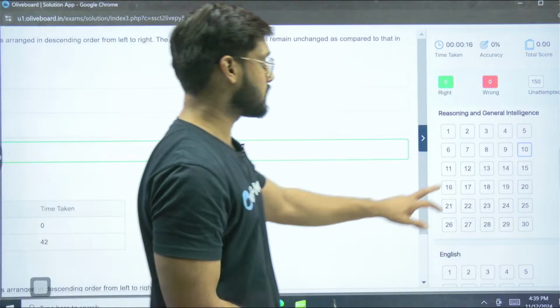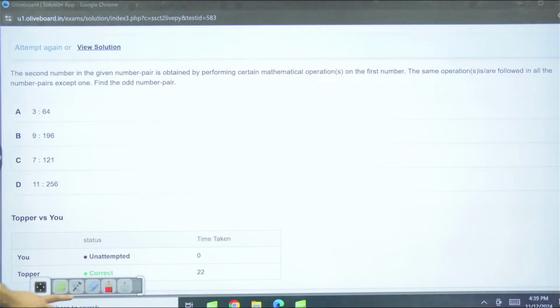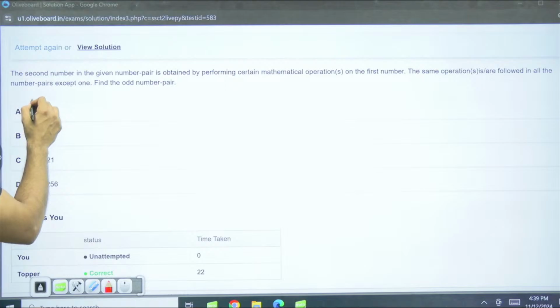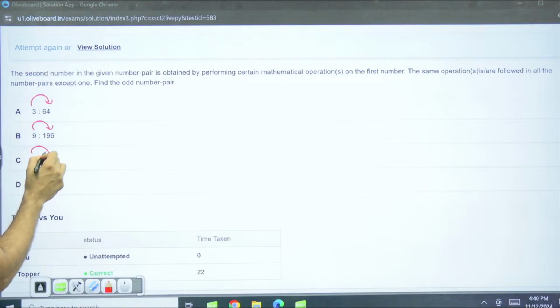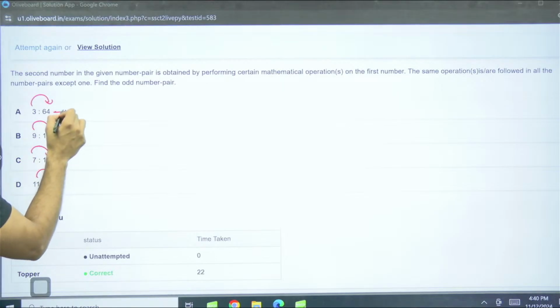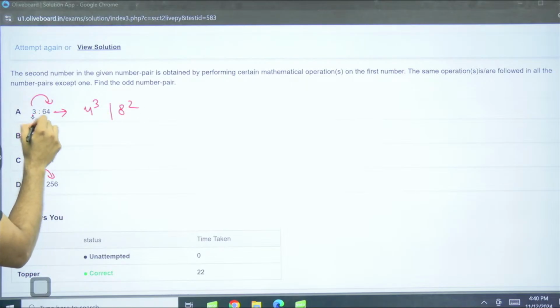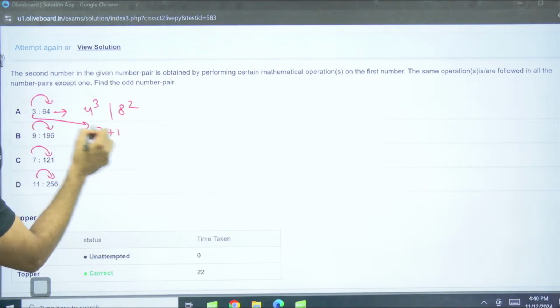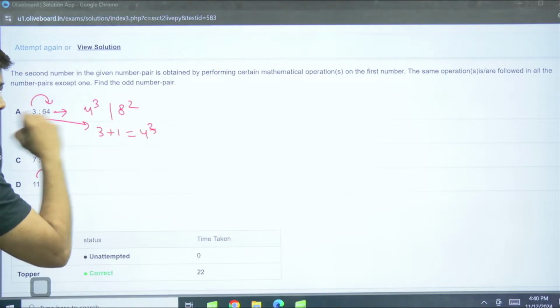Let's see the 11th question on our screen. 3 is related to 64. 9 is related to 196. 7 is related to 121. And 11 is related to 256. This 64 is 4 cube and 8 square. If I add 1 to 3, I get 4, and 4 cube is 64.